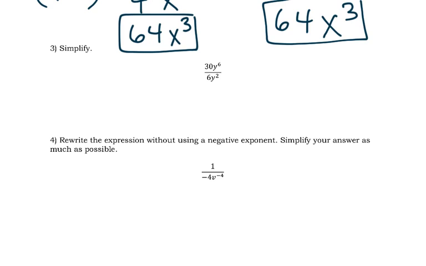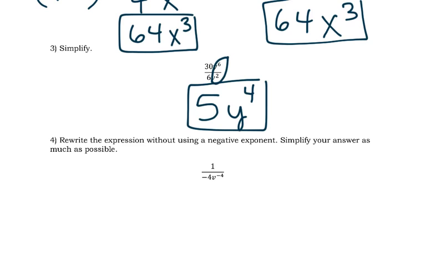Alright, the third question here is the quotient rule. Here we're dividing, and for multiplication you added, for division you will subtract the exponents. But just like before, you want to treat the coefficients as you normally would. So with the 30 divided by 6, we're just going to divide those, so that gives me 5. Then I see y to the 6 divided by y squared. Those have the same base, so we keep the y, and then we subtract the exponents. So 6 minus 2 gives me 4.